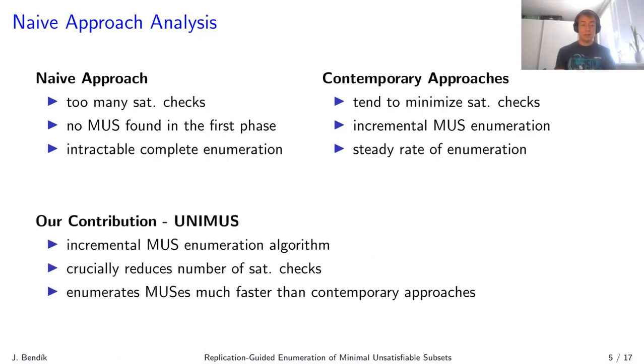In this talk, we present a novel MUS enumeration algorithm called UniMUS. Like the contemporary approaches, UniMUS enumerates MUSes incrementally, one by one, at a relatively steady rate. Compared to the existing solutions, UniMUS performs much fewer satisfiability checks, and consequently UniMUS enumerates MUSes much faster. Let me start by describing several concepts and techniques that are commonly used by existing MUS enumeration algorithms, including UniMUS.